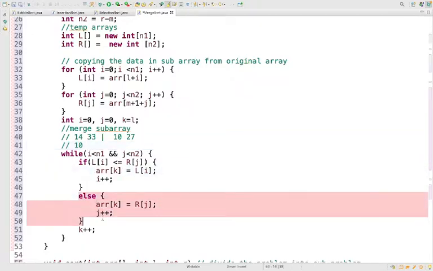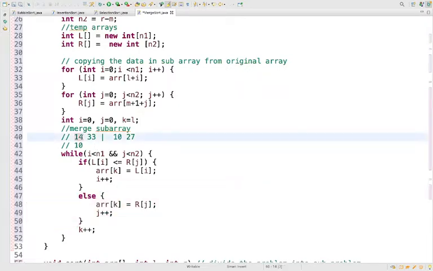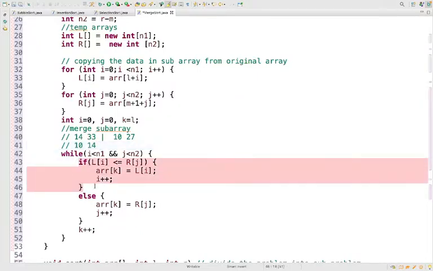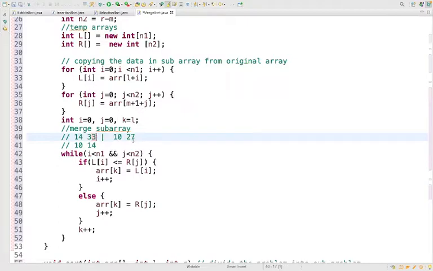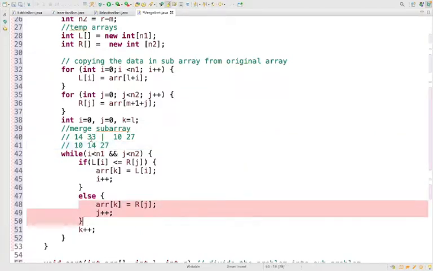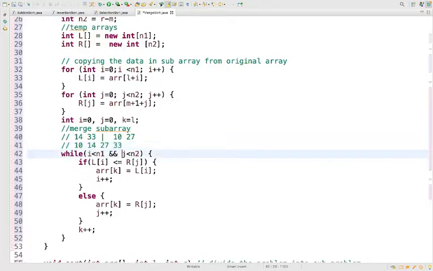So here the else part has been executed. Again we are going to check whether 14 is less than 27 or not, because 10 is already placed, so we don't have to check the 10; we have to check the remaining elements of R. We find that 14 is less than 27, so we'll put it here. In this case the if part has been executed, and i is increased. Then again we check whether 33 is less than 27. No, 27 is less, so 27 will be placed, so the else part runs. Now the only remaining element is 33, so 33 will come.